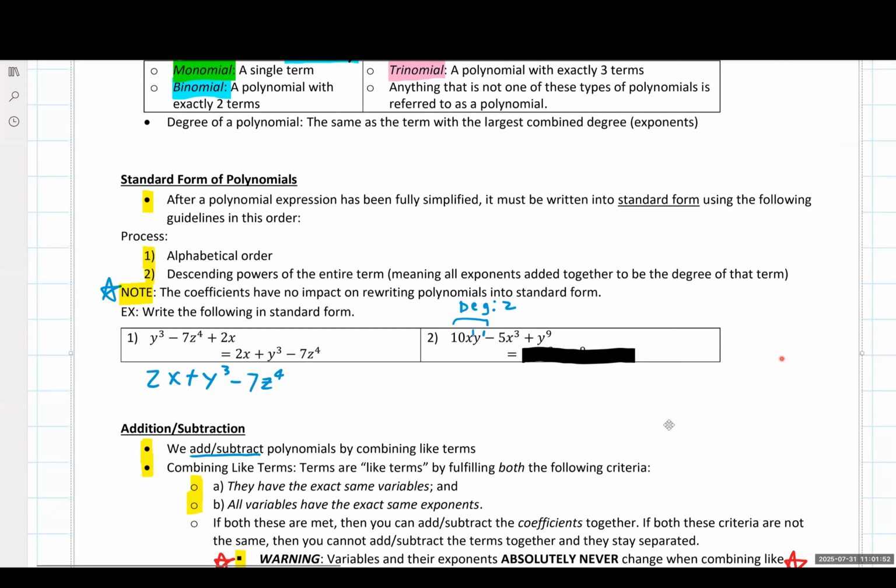There we go. So we would have negative 5x to the third. We then have this plus 10xy. And then the y to the ninth, that doesn't have any x's in it, so it's going to have to go at the very, very end. I'm going to be adding y to the ninth here.